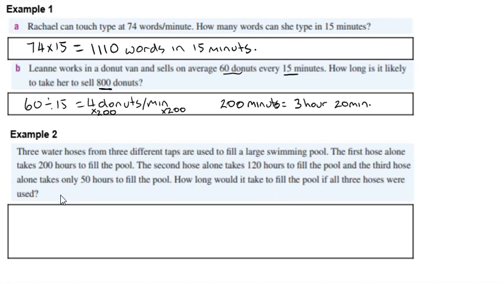Right, so we have these numbers. We have 200, and we have 120, and we have 50. Now, what we need to do is we need to find, firstly, the LCM of those, the lowest common multiple. Okay, what is the smallest number that these 3 numbers divide into? And I will tell you that the answer is 600.